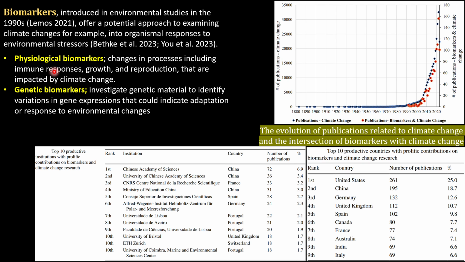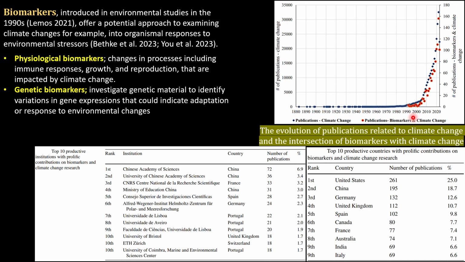So biomarker environmental studies started in the 1990s, and various works are present, like physiological biomarkers, which include immune response, growth and reproduction of tiny organisms, and can be impacted by climatic change. The other is genetic biomarkers, which investigate genetic material to identify various genes that indicate adaptation or response to environmental changes.